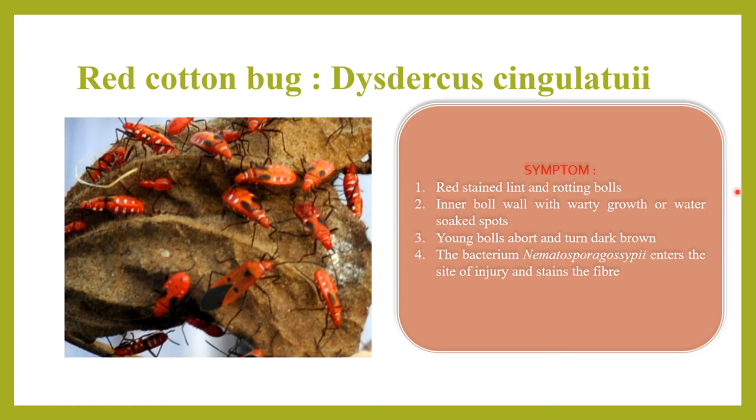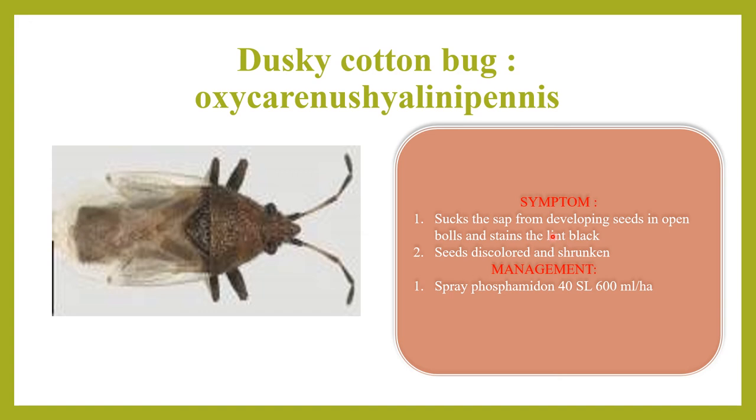And coming to the dusky cotton bug, it sucks the sap, and also sucks directly from the developing seeds in the open bolls, and stains the lint black. Red stains will also happen. Seed discoloration and shrinkage will be seen due to the dusky cotton bug. The management is spraying phosphamidon 40 SL at 600 ml per hectare, which is recommended for the management of the dusky cotton bug.